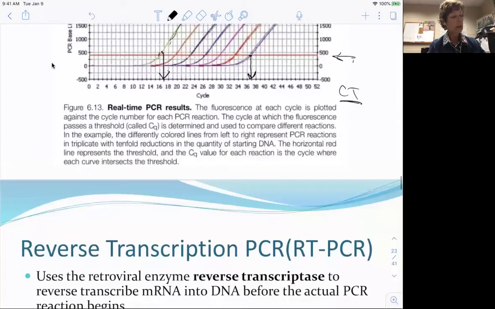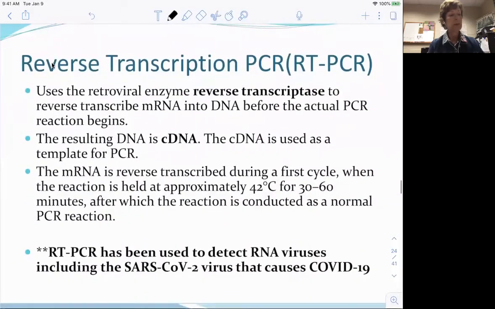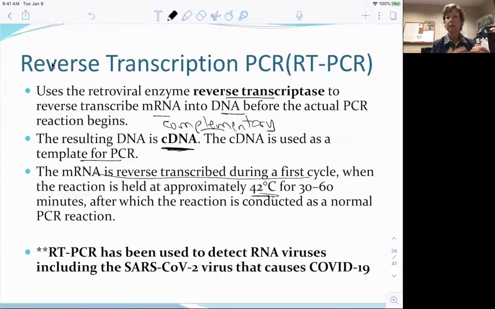Coupled with that, if you do have an RNA sample, so if you have a virus that has an RNA genome, you'll use the enzyme reverse transcriptase first to copy that RNA into DNA, and then use that cDNA. cDNA stands for complementary because it's the complement, and it is double-stranded DNA. That then becomes your template. In your mix, you'll have a first cycle that holds at a certain temperature to let that reverse transcriptase reaction take place, and then you'll go on cycling.